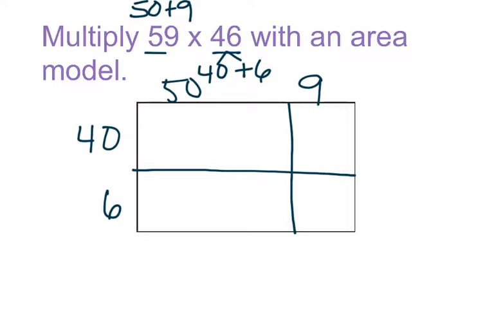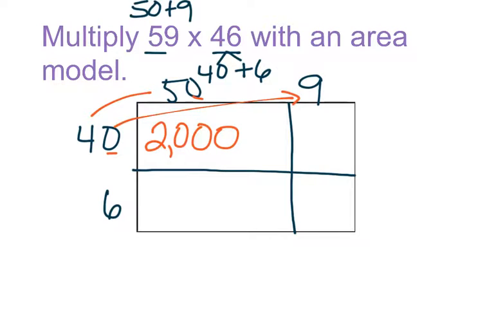So we'll start with 40 times 50. Well, we know 4 times 5 is 20, and we have 2 extra zeros. So that's 2,000. Next, we're going to multiply 40 times 9. 4 times 9 is 36. Add the 0 at the end again. Moving on, we can multiply 6 times 50. 6 times 5 is 30, and again, we have an extra 0 at the end, so 6 times 50 is 300. And then we have 6 times 9, or 9 times 6, which is 54.